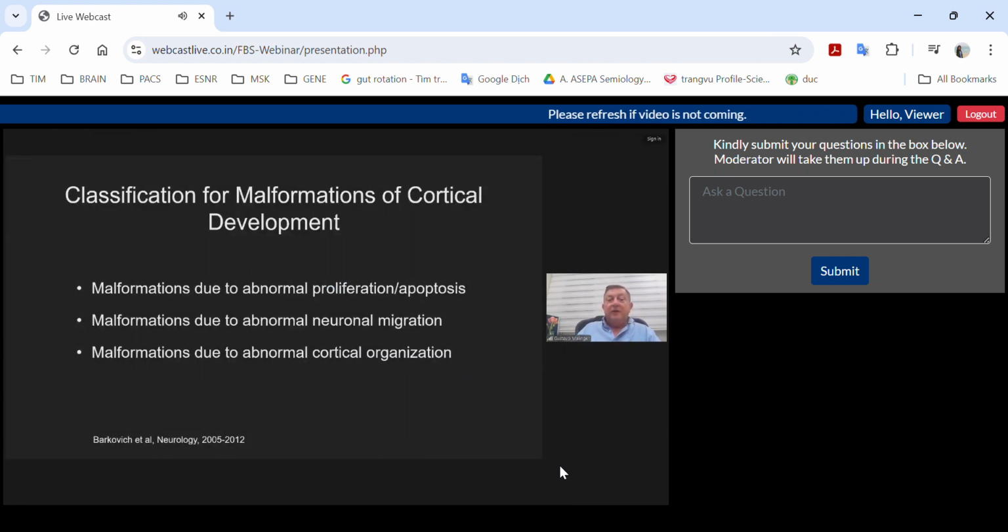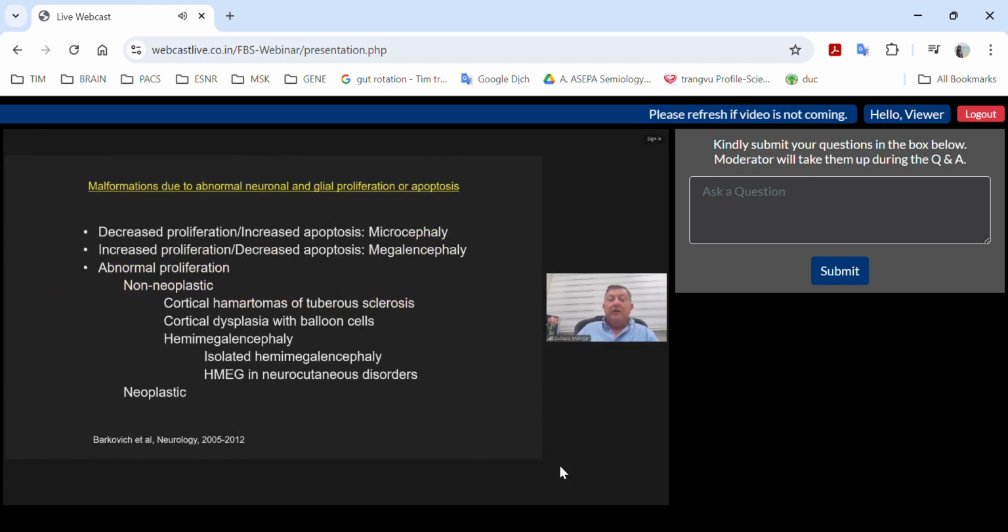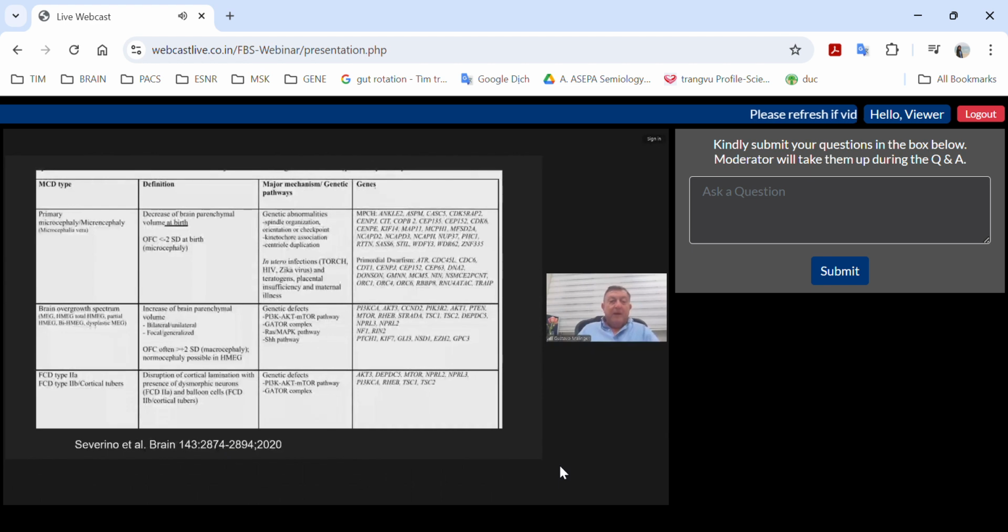So you know that the old classification of malformation of cortical development speaks about malformation due to abnormal proliferation or apoptosis, malformation due to abnormal neuronal migration, and malformation due to abnormal cortical organization. We are going to speak about malformation due to abnormal proliferation and apoptosis. And here you have the classification. You can speak about microcephaly, megalencephaly, that is for me a synonym with macrocephaly, and abnormal proliferation, and Rick spoke a little bit about that. But today we're going to speak mainly about micro and macrocephaly.